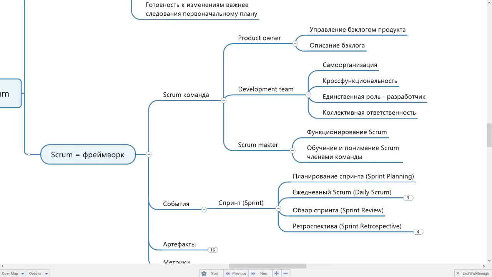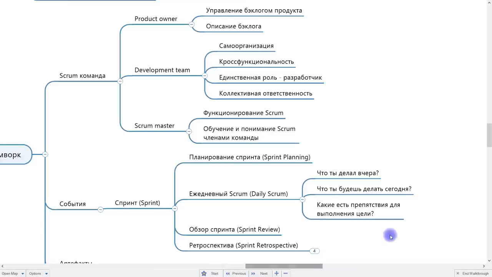This is, let's say, the main goal of this event: to define exactly the sprint backlog from the product backlog. The sprint backlog is already a set of requirements that we will implement in our sprint. In our iteration, there is also such an event, such a ceremony, as the daily scrum. It's usually once a day, and at that daily scrum, you talk about what you did yesterday, what you're going to do today, and what obstacles you have for fulfilling the goal.